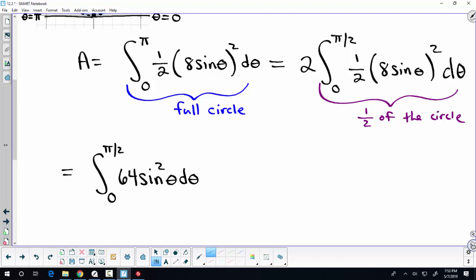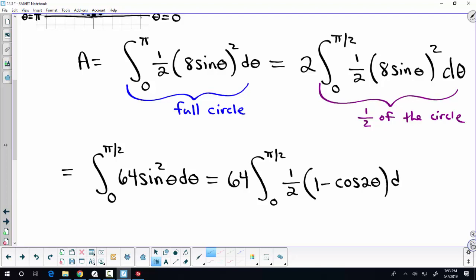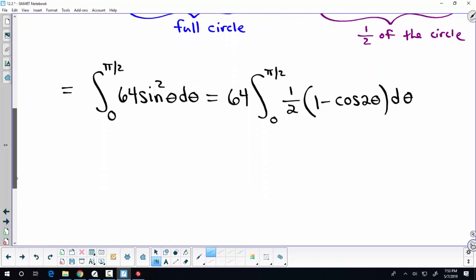Is everybody all right with that? The setup? All right. So here's the sine squared again. Remember to handle that, unless you just remember what it is, we rewrite that as 1/2 times 1 minus cosine 2 theta. And integrate that way.